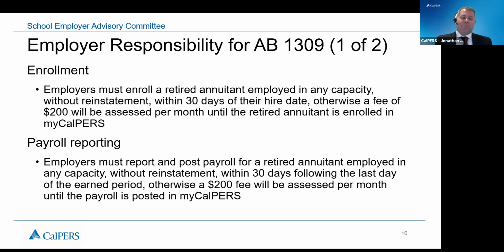The payroll reporting. Employers must report and post payroll for a retired annuitant employed in any capacity without reinstatement within 30 days following the last day of the earn period. Otherwise, a $200 fee will be assessed per month until the payroll is posted in MyCalPERS. And yes, that is every month that they're not enrolled, a fee can and will be assessed. Next slide, please.